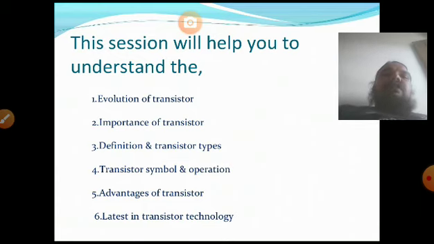This session will help you understand the history of the transistor, the importance of the transistor, the definition and types of transistors, the transistor symbol and operation, the advantages of transistors, and the latest transistor technology.